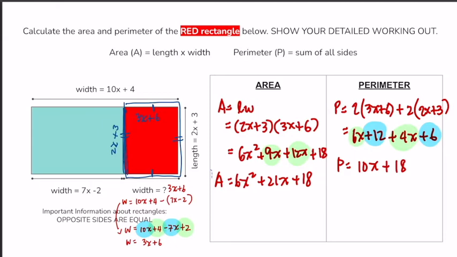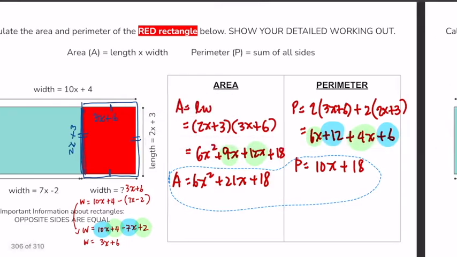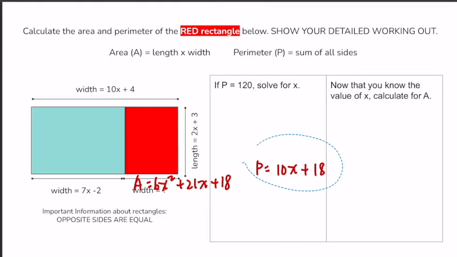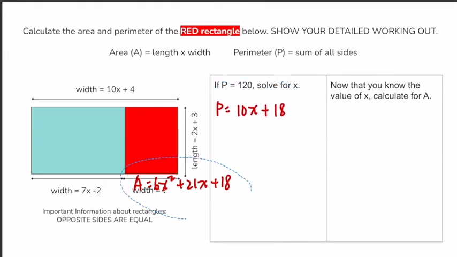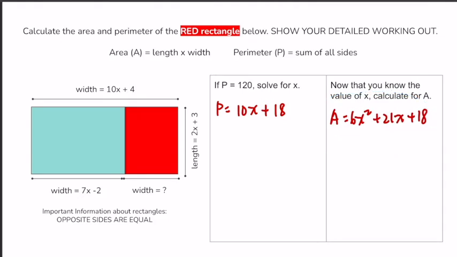And I will leave it up to you to solve the next page because this is the same as the other one. If you know that P is equal to 120, all you have to do is to substitute P for 120 in 10x plus 18. So that's all you need to do in order to solve this.